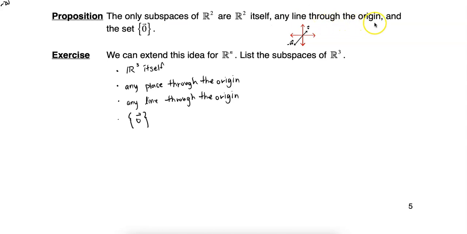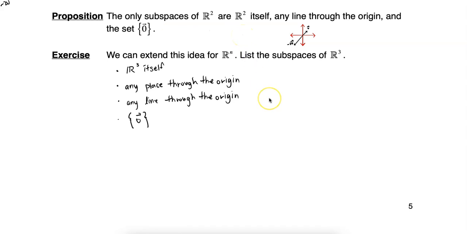For any line through the origin, we can convince ourselves, because it goes through the origin, that 0 is on the line, and that for any vector, if I multiply it by a scalar, I will remain on the line. Lastly, the subspace that is composed of the vector 0 alone also satisfies these two conditions. 0 is in it, obviously, it's right there, and if I multiply by a real number k, I will still get 0, which is in the subspace.